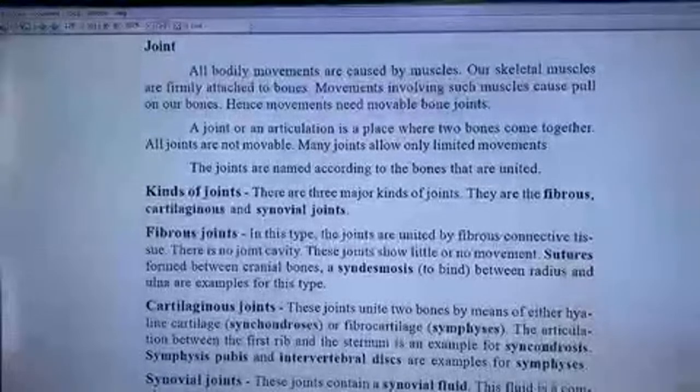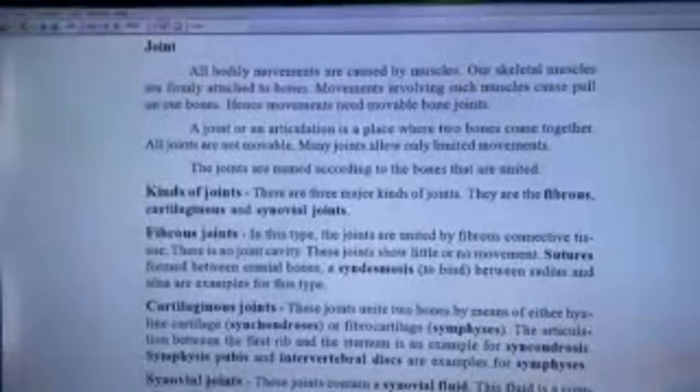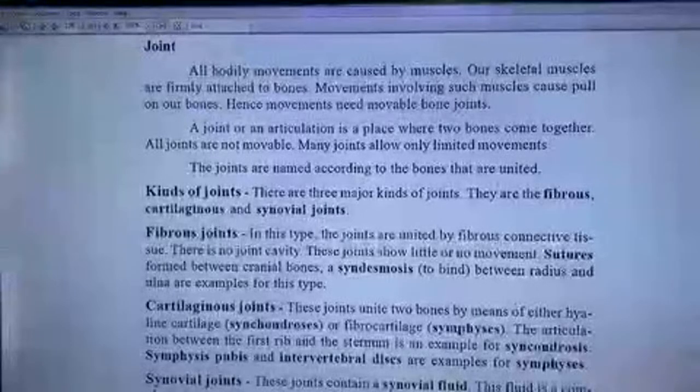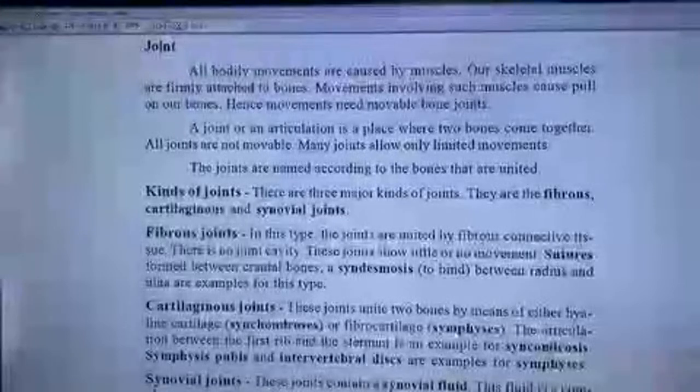Joint. All bodily movements are caused by muscles. Our skeletal muscles are firmly attached to bones. Muscles pull on our bones during movement. Hence, movement needs movable bone joints. A joint or an articulation is placed where two bones come together. All joints are not movable. Many joints allow only limited movement. Joints are named according to the bones that are united.